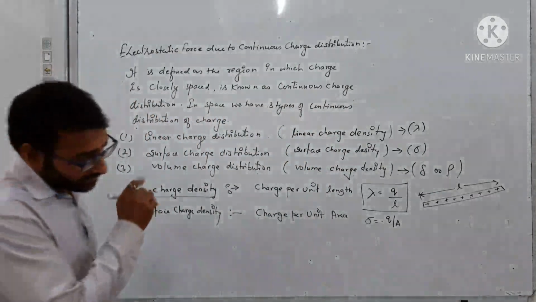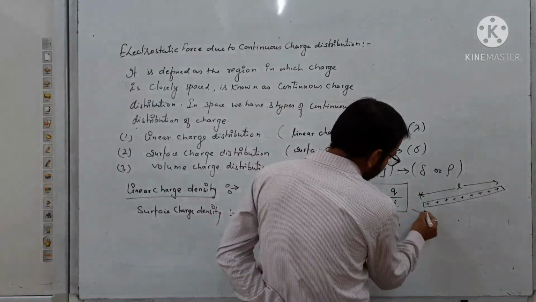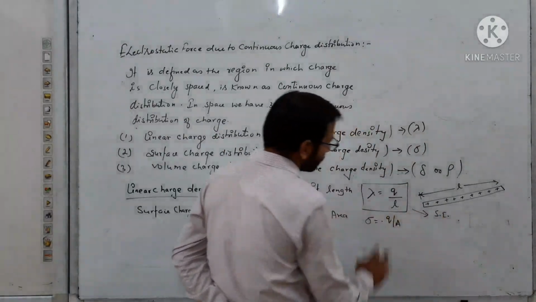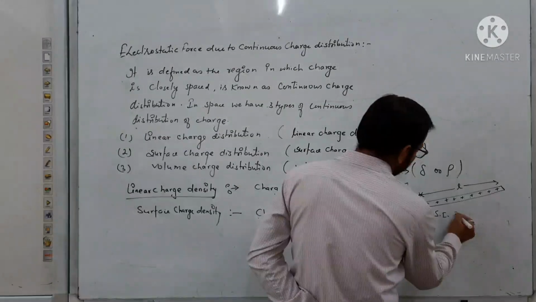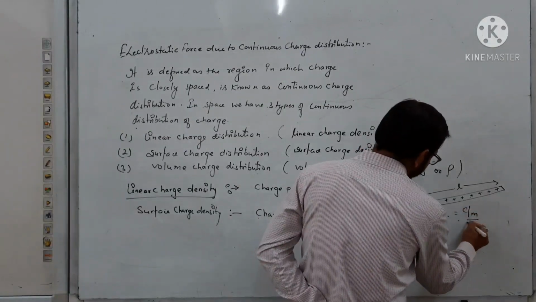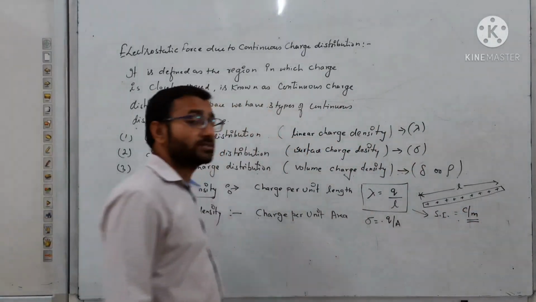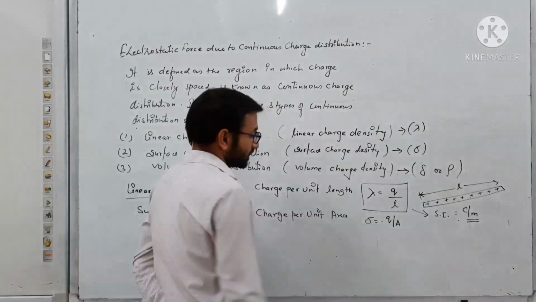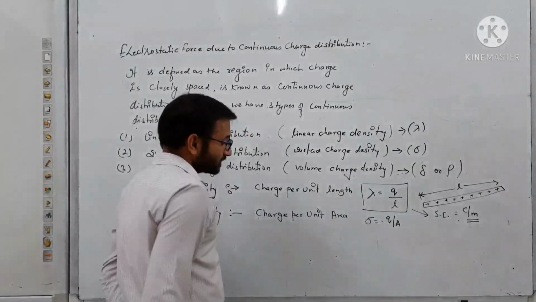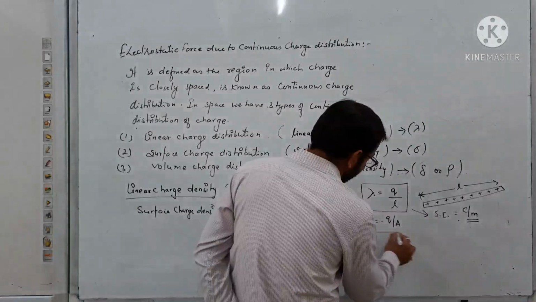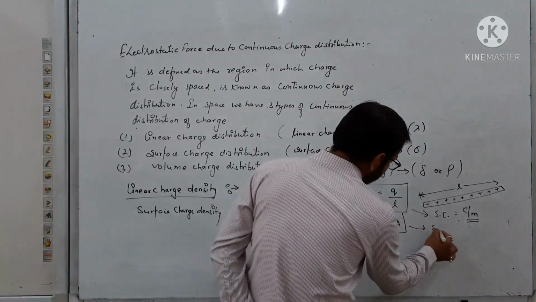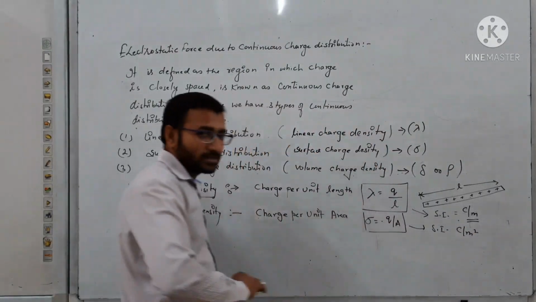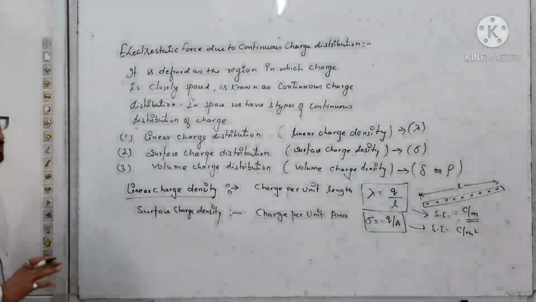One more basic piece of information is the SI unit. The SI unit of lambda is coulomb per meter, because here we are talking about linear charge density. Now the surface charge density is charge per unit area. Its SI unit will be coulomb per meter square, because the charge is distributed along the surface.